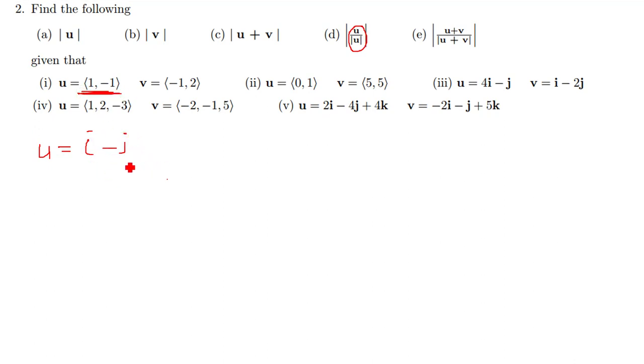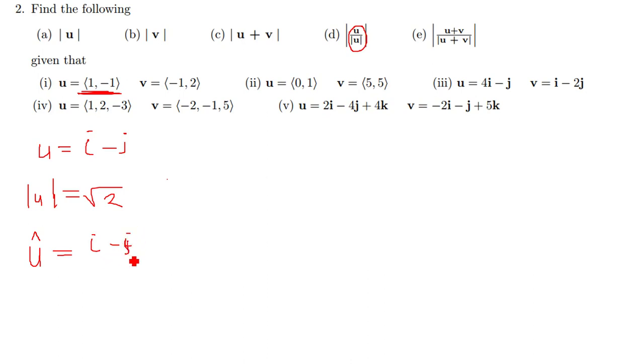So this, you can write it in that format. When you find the magnitude of this, remember we found the magnitude of u to be equal to the root of 2. So now to find the unit vector of u, which is represented by u cap, u is equal to i minus j.